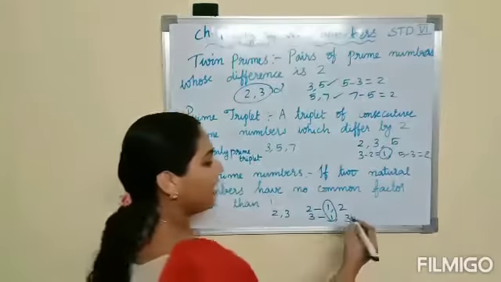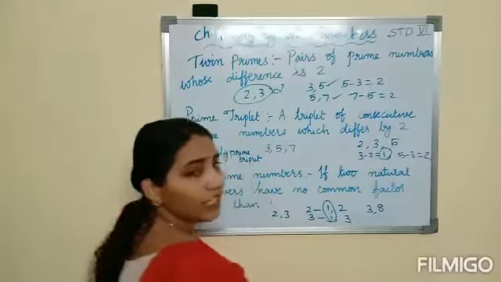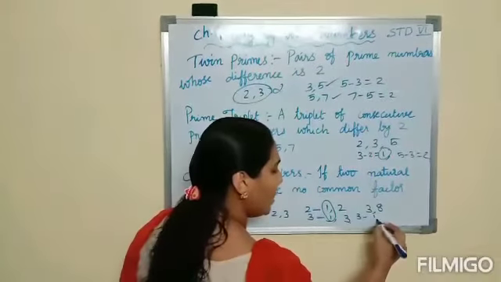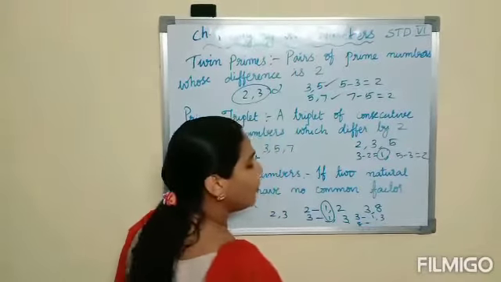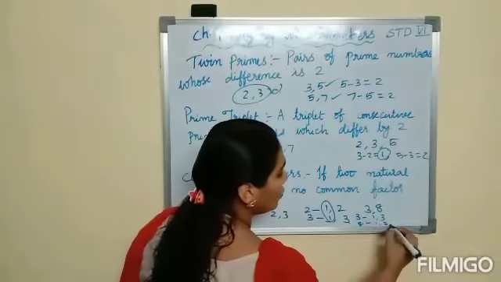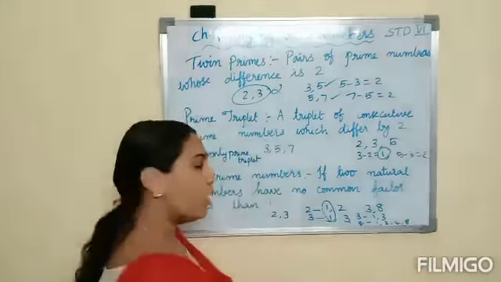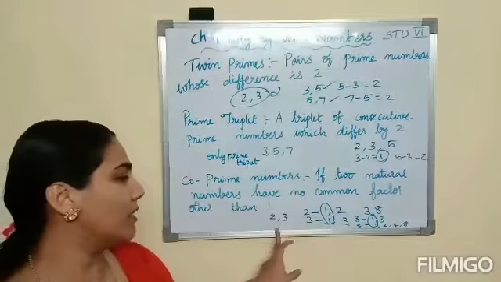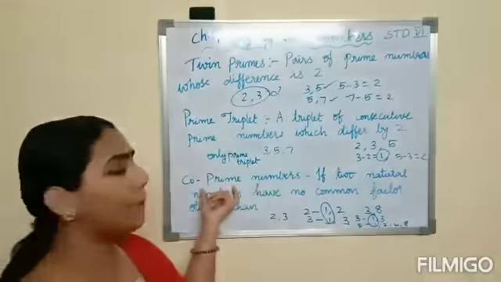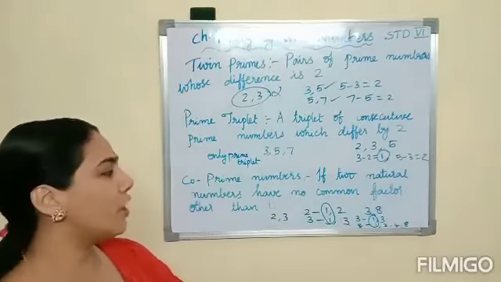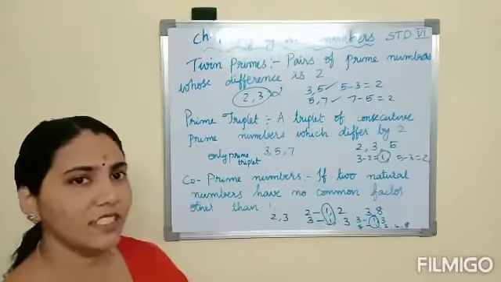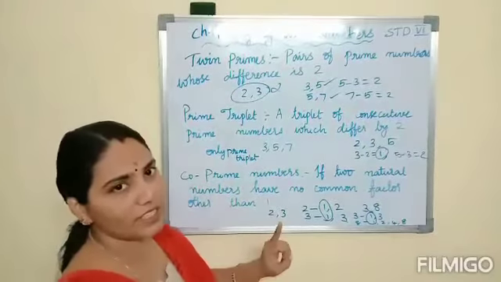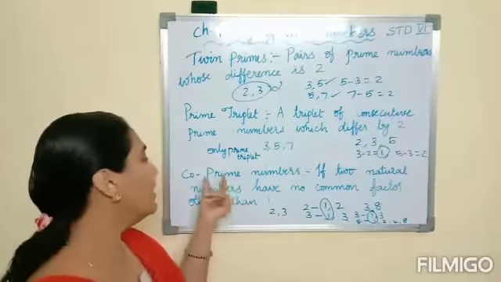Or if you are taking another pair, 3, 8. 3 and 8 are natural numbers, is it? And if you are factorizing 3, what will you get? Again 1, 3. And if you are factorizing 8, what will you get? 1, 2, 4, 8. What is the common factor there? 1 is the only common factor. So this 2, 3 and 3, 8 are co-prime numbers. So what are co-prime numbers? If you are factorizing and finding out the common factor, then only 1 will be the common factor there. That kind of numbers you can call co-prime numbers.